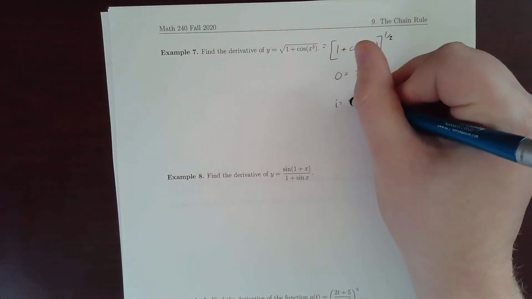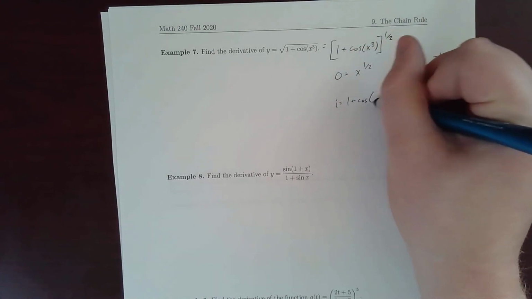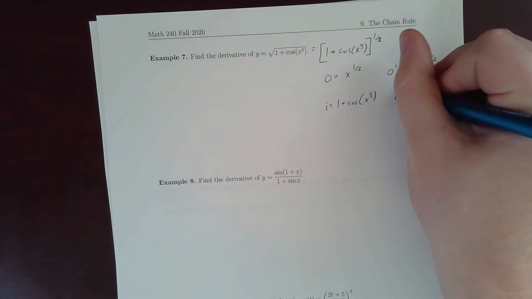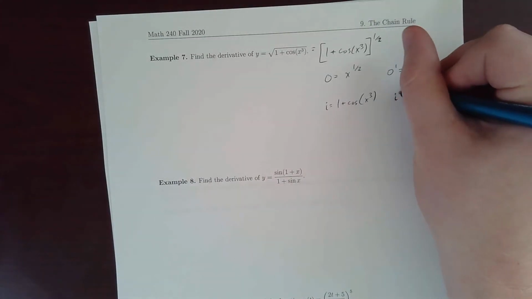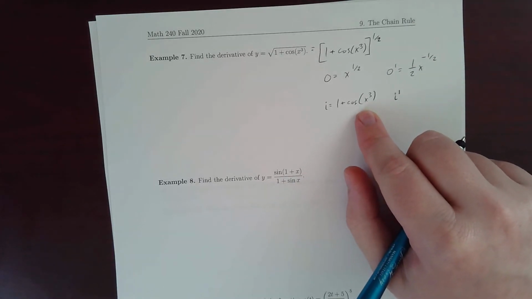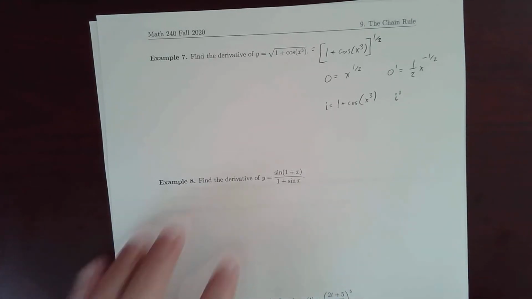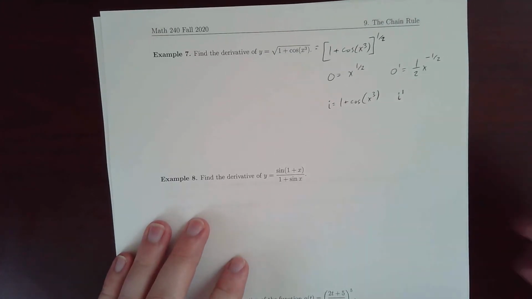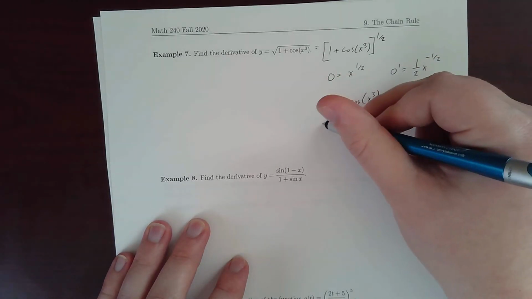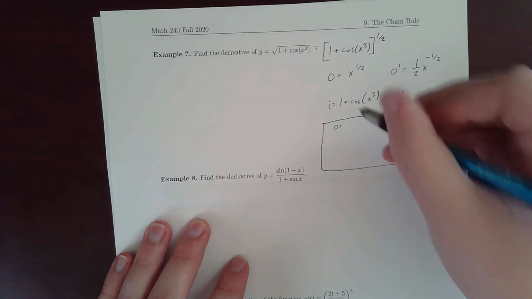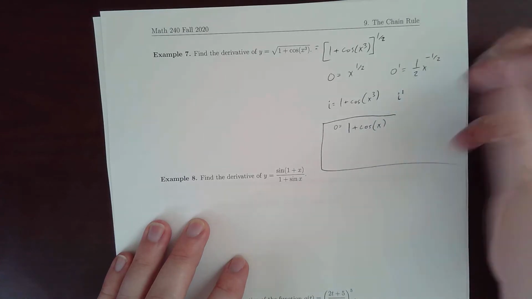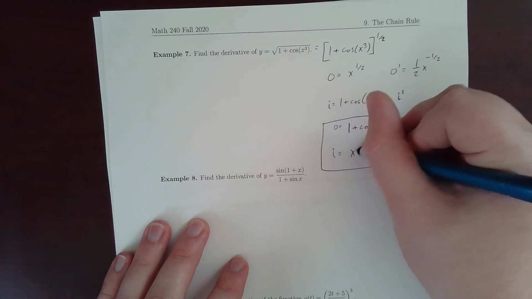The inside function is 1 plus cosine of x cubed. But if we want the derivative of that, doth my eyes deceive me? Is that going to be a chain rule inside of a chain rule? Oh, that's exciting. Okay, maybe you guys don't think it's exciting, but I think it's exciting. Alright, so yes, we get a chain rule for our chain rule. It's getting off the chain in here. Our outside function is 1 plus cosine of x, and that inside function then will be x cubed.